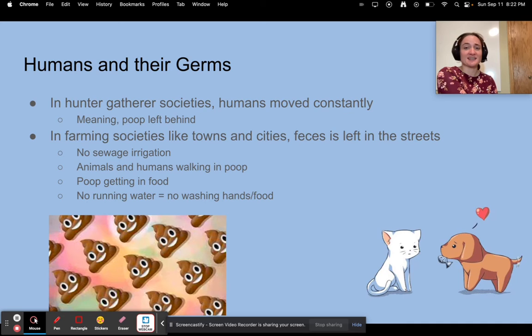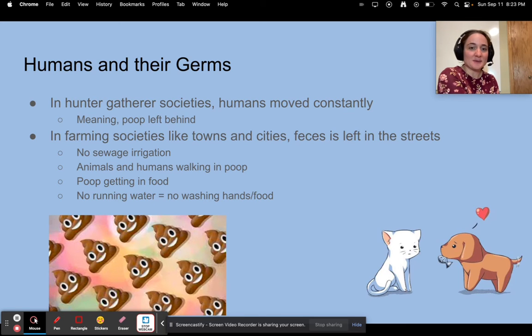In hunter-gatherer societies, humans would move constantly, okay? So they would do their business, then walk on. But if you live in a house, you can't quite just do that. So in farming societies like towns and cities, feces was often left in the streets. You've got to remember, there was no sewer irrigation. That comes a little bit later. It does happen in ancient times, but not quite yet.